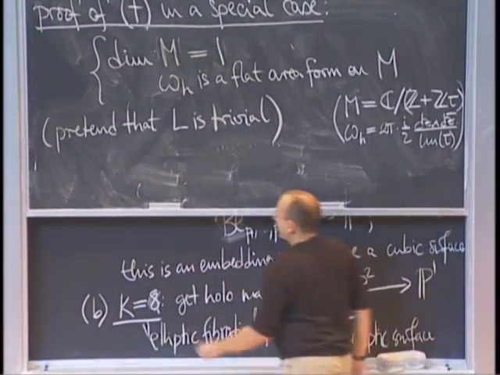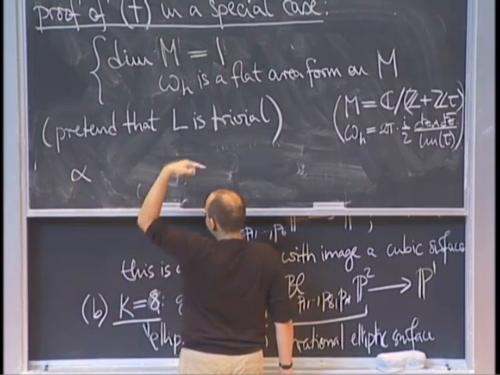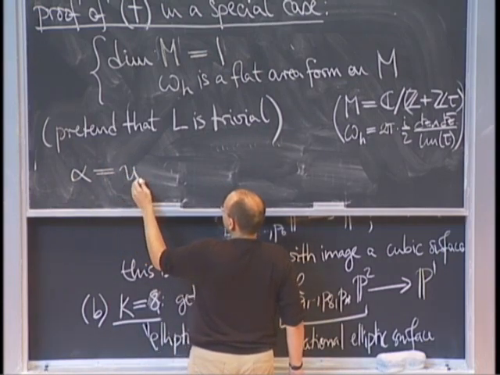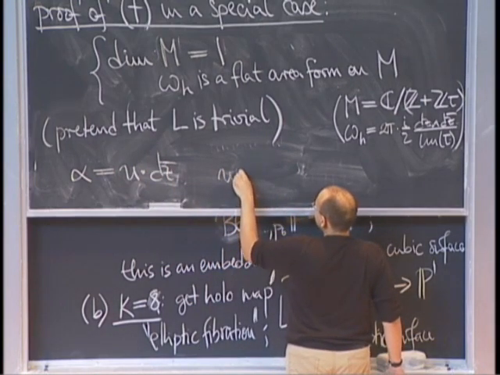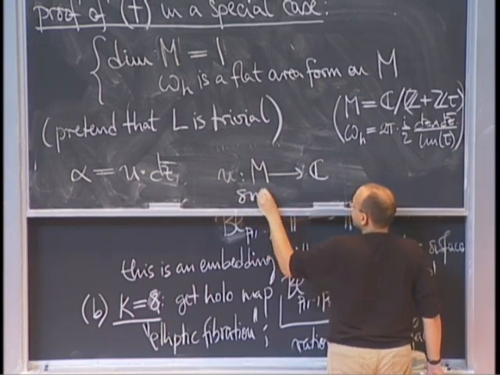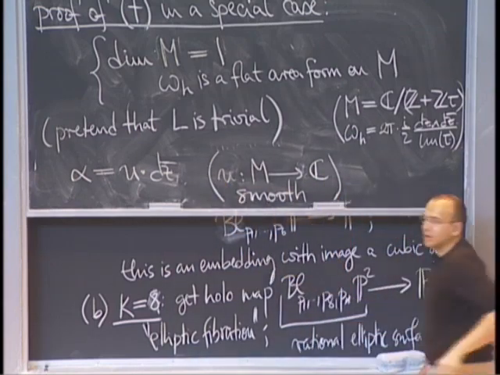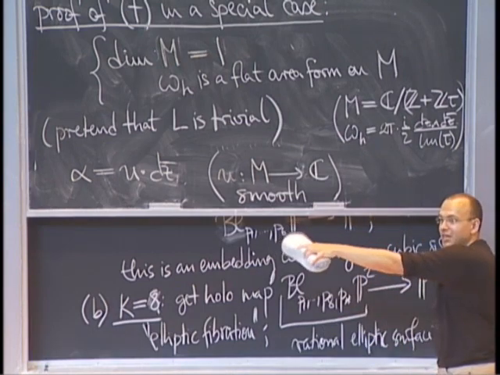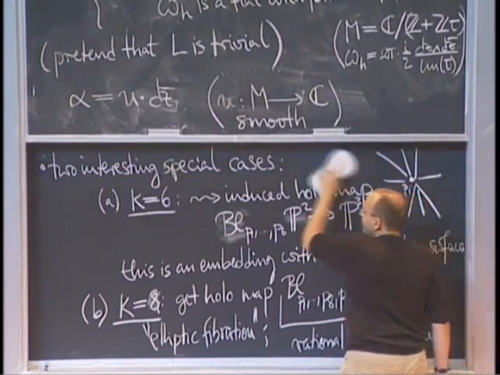So this inequality is about 0,1 forms with coefficients in L, but I'm pretending that L is trivial now, so a 0,1 form with coefficients in L is just u times dz bar, where u is a smooth complex valued function on my Riemann surface. So it's the advantage of having these global coordinates. So I'm going to be proving an inequality for smooth functions after throwing out all the formalism.